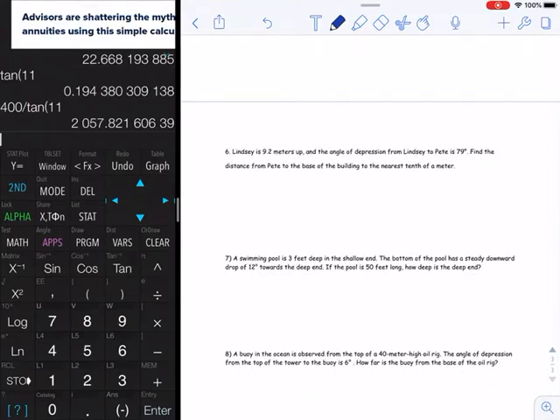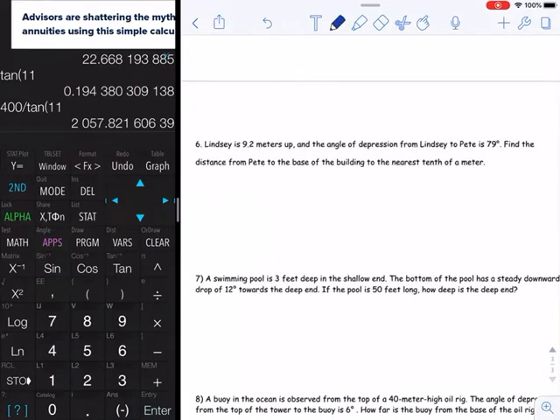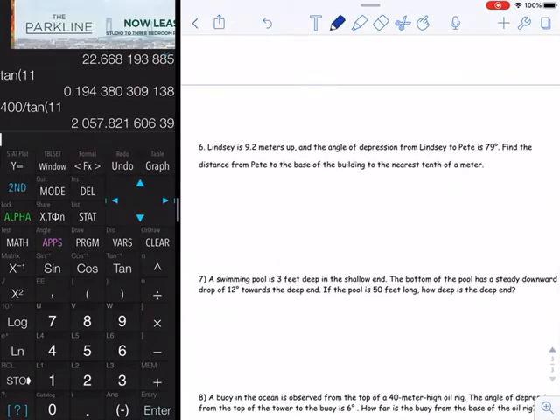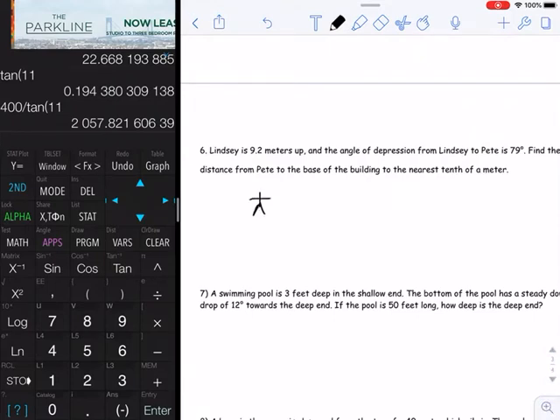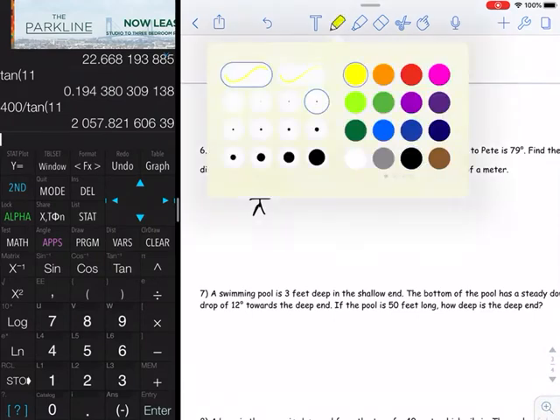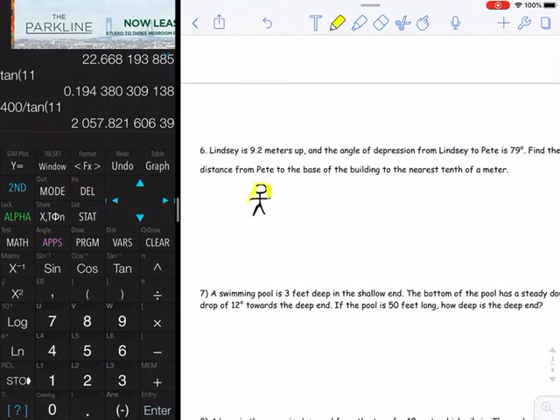Okay, 3 more problems. Lindsay is 9.2 meters up and the angle of depression from Lindsay to Pete. So let's just start drawing these people. Alright, here's Lindsay. Here's Lindsay's hair. 9.2 meters up. I don't really know what that means yet, so I'm going to say 9.2. I'm going to put that right there.